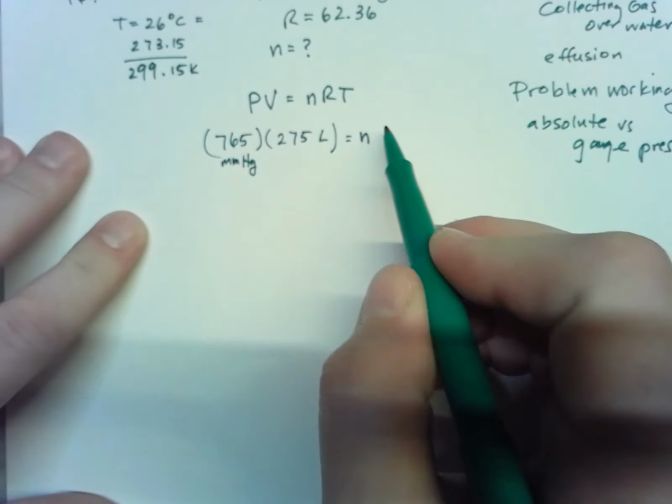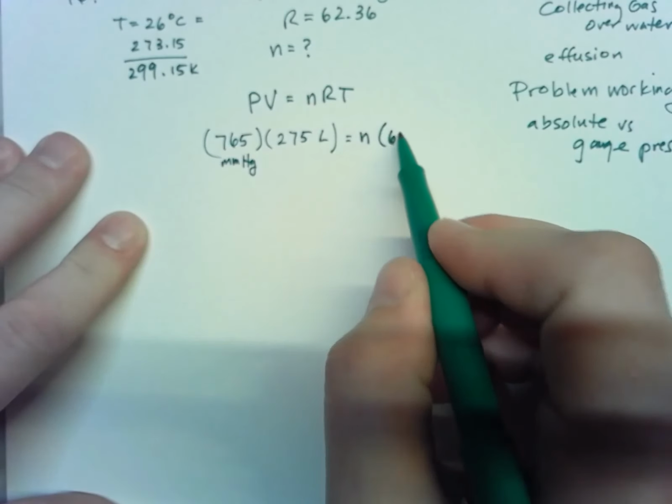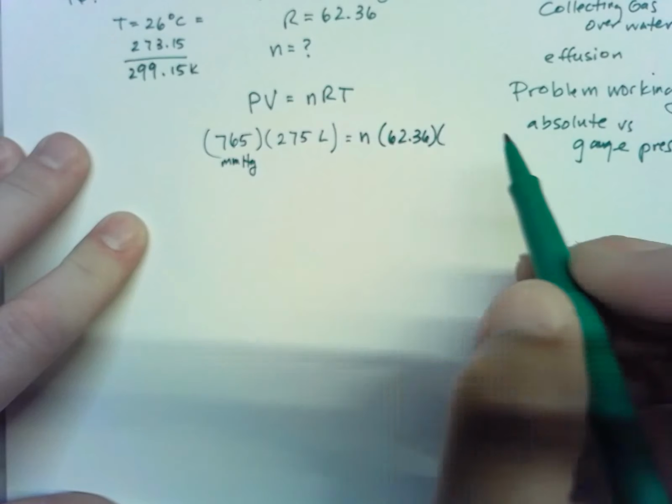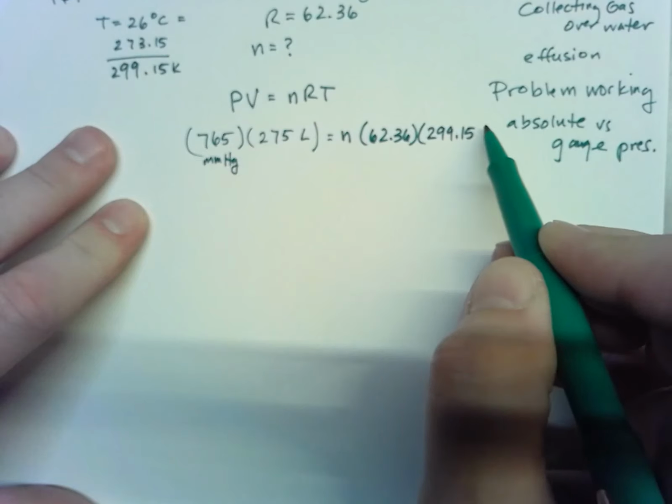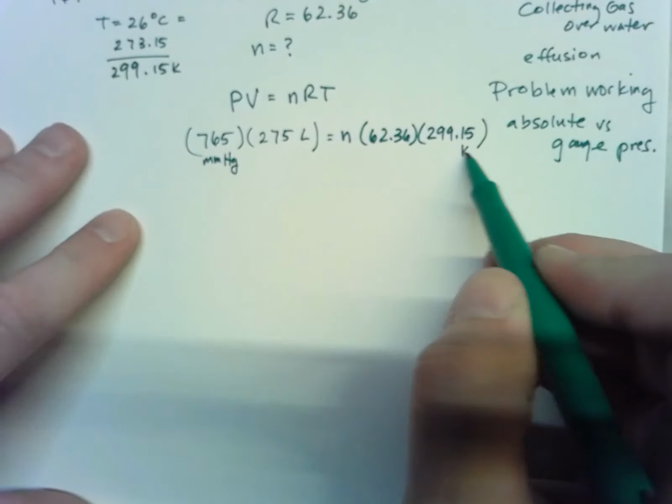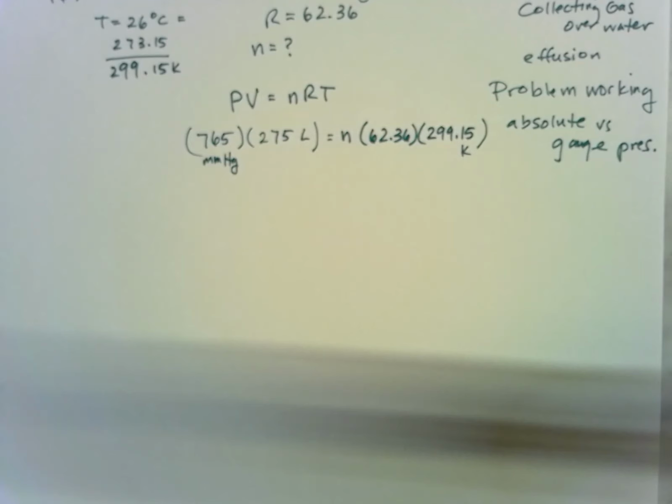N is what we're looking for. R is 62.36, and T, of course, is 299.15, and that's K. Always got to be K, guys. A lot of mistakes about that on the quiz.